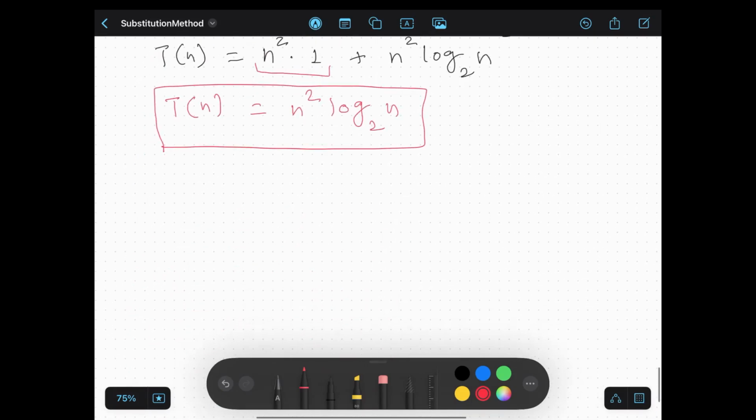So these were a few examples to show how we can solve a recurrence using the substitution method. I hope this session gave you a fairly good understanding of how to solve recurrences using the substitution method. In our next session, we are going to cover the tree method for solving the recurrences.